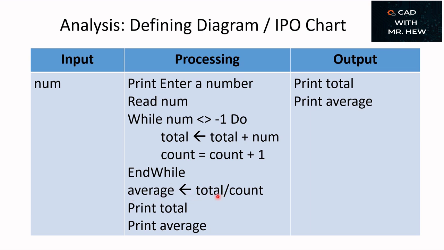Then the program will assign the total divided by count to the variable average. Then the program will print the total on the screen and print the average on the screen. And the output would be the value that is in the variable total, and the value that is in the variable average will be printed on the screen.